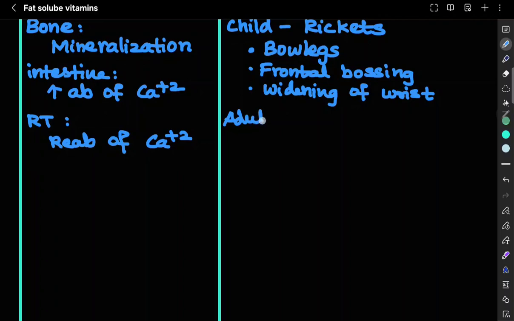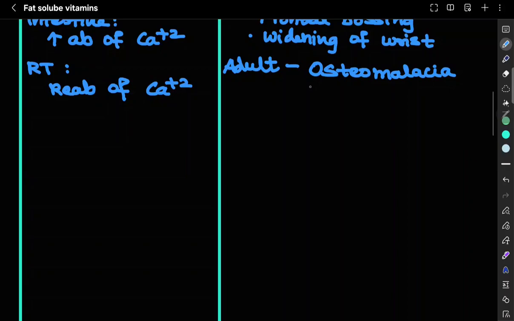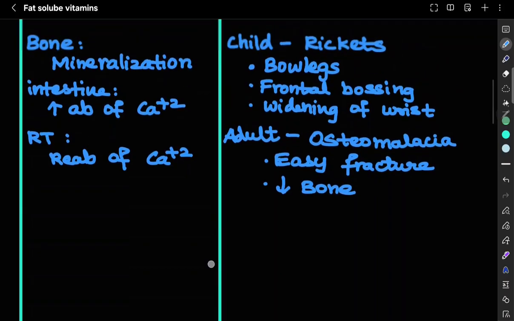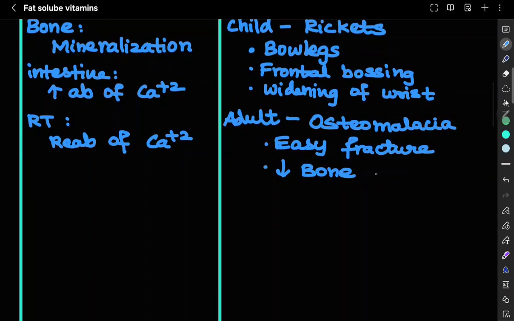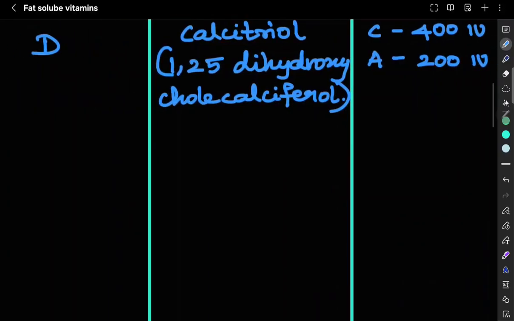Whereas in adults, it is osteomalacia. Osteomalacia means easy fracture. Decreased bone mineral density. Since it helps in bone mineralization, the deficiency will cause decreased bone mineralization. Okay. So this is about vitamin D.